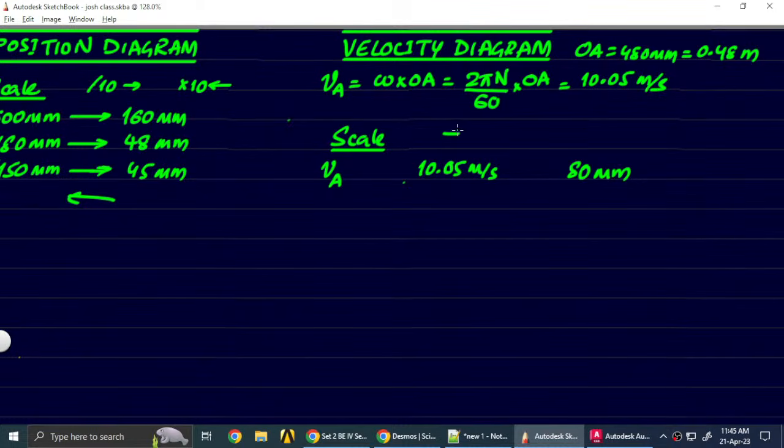When we go from left to right, we multiply this with 80 by 10.05. This is the scale that we are using. So every value of velocity that we want to convert into diagram length, we have to multiply by this.